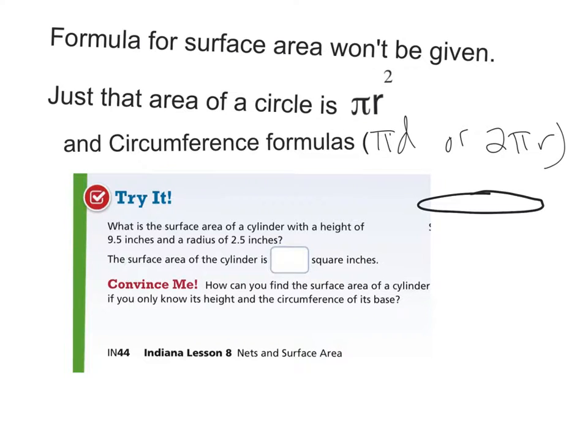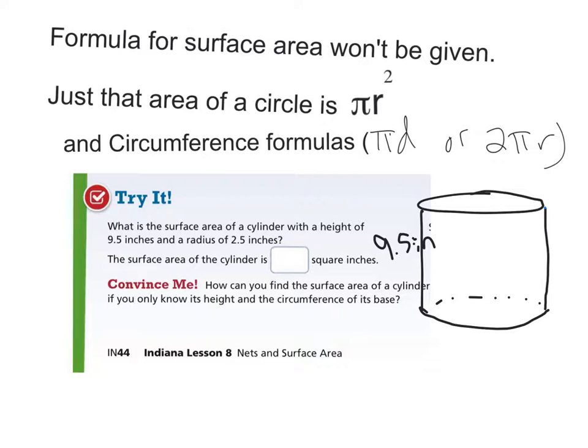Drawing a picture doesn't have to be perfect, but if you just kind of draw an oval and then come down from that, and then draw another oval, only the back part we wouldn't see, so you can put a dotted line there if you want. Again, it doesn't have to be perfect, but maybe just a visualization of what this shape looks like. So our height's 9.5 inches, the radius is 2.5 inches.